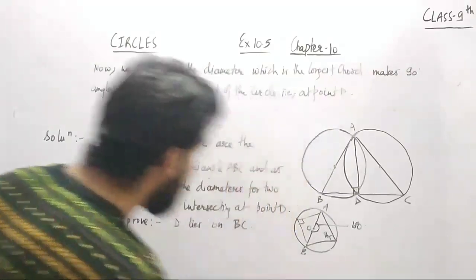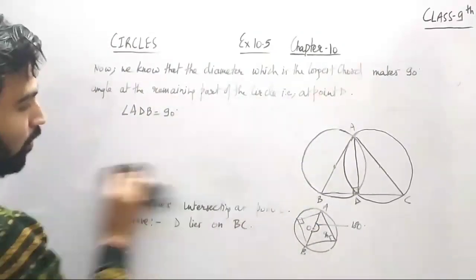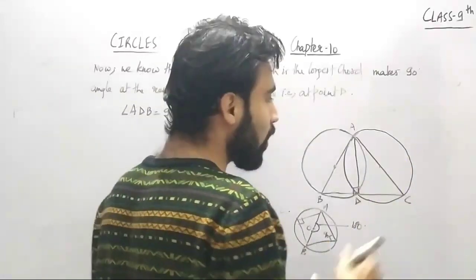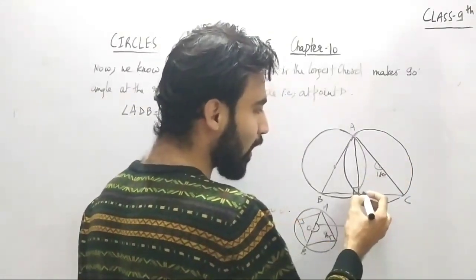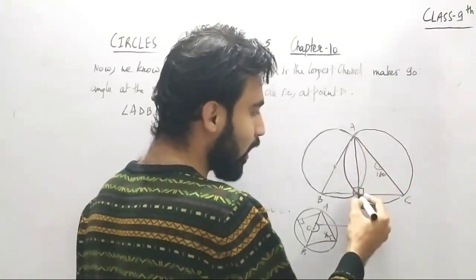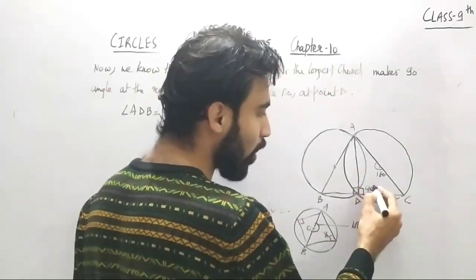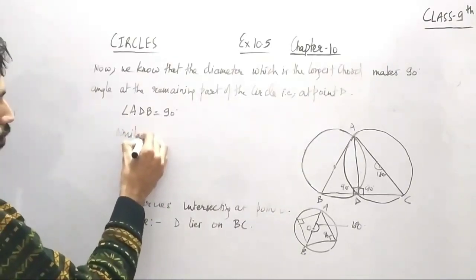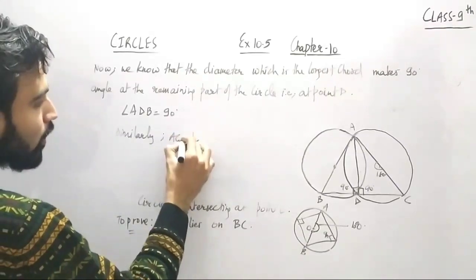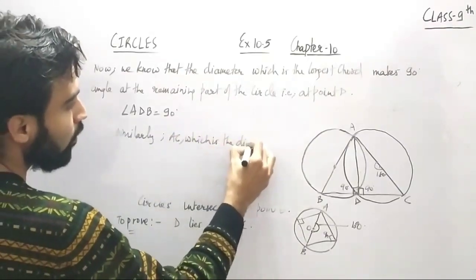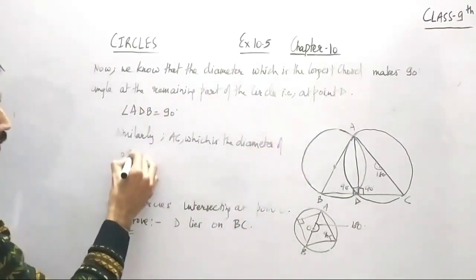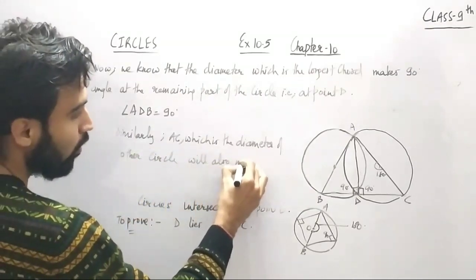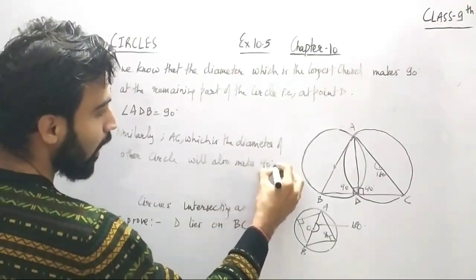Now let me further make some space. Now similarly, if you look carefully, AC is the diameter of the second circle. Again this will also make a 180 degree angle at the center, that means at the remaining part it will make half of that angle. So you can see AC makes what angle at point D, ADC? That will also be 90 degrees, right? So now you can see similarly, AC, which is the diameter of the other circle, will also make a 90 degree angle.